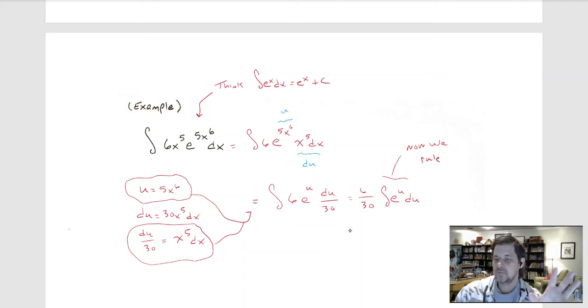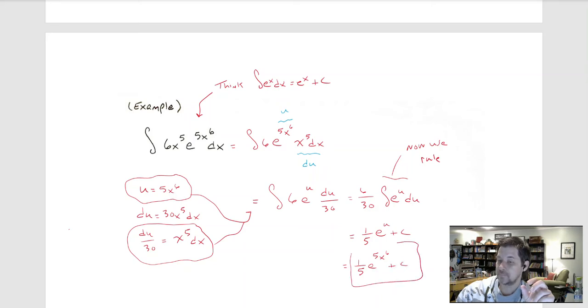Let's use the rule, but let's also adjust this number. Because I did have a 6 over 30, but that would reduce to 1/5. Okay? All right, so 1/5. Then the antiderivative, according to this very simple rule of e to the u du, is e to the u power plus c. And then my final answer, putting in my original variable x, u is the same thing as 5x to the 6. I'll get 1/5 e to the power 5x to the 6th power plus c. All right, and then there we got it.